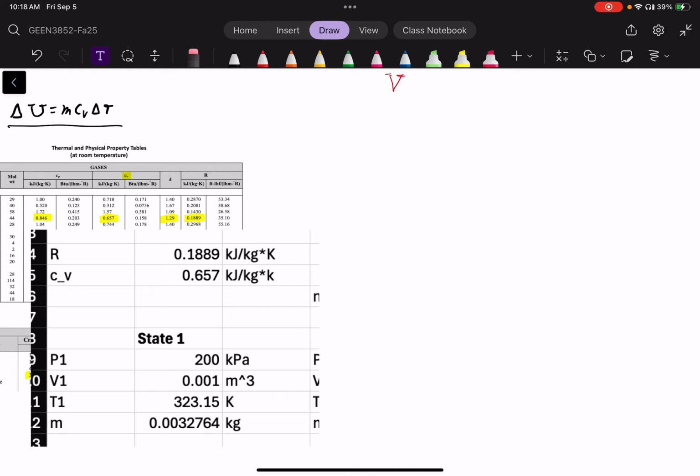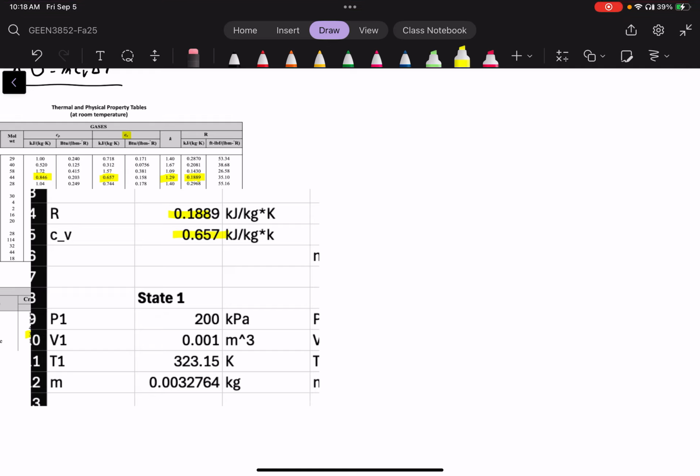So this is what my spreadsheet looks like. I went ahead and plugged in the R value and the specific heat at constant volume, and then my initial state. I've converted a lot of these to the SI base units, except for the pressure, and because my R value is in kilojoules, I'm going to keep my pressure in kilopascals. The other thing I did is calculate the mass. I just used PV equals mRT, and I have pressure, volume, R, and T, so I could solve for the mass.